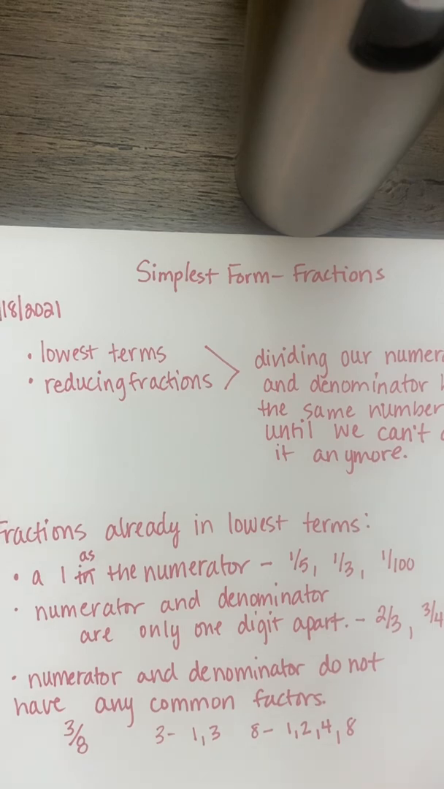I'm going to switch to a new sheet of paper because my camera is not very big. You can keep writing on the same sheet as long as you have room. So how do we put a fraction in simplest form if it's not already in simplest form? Let's do an example together.